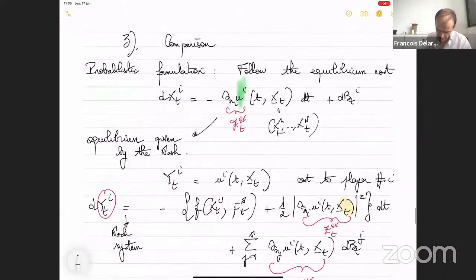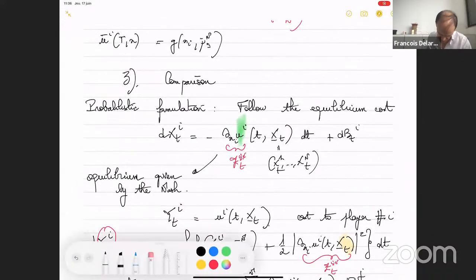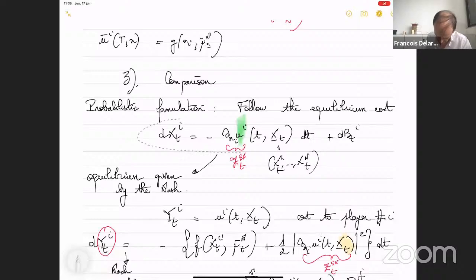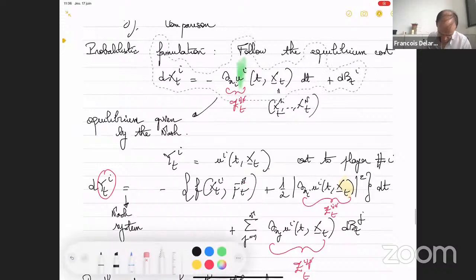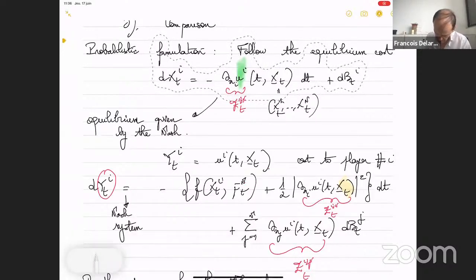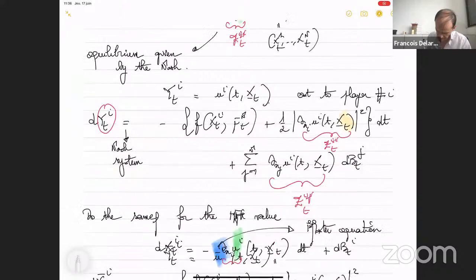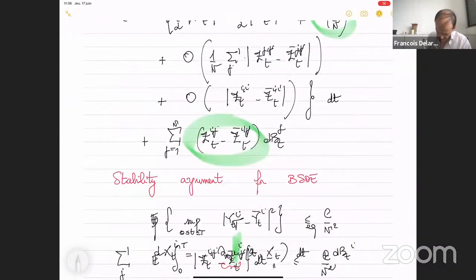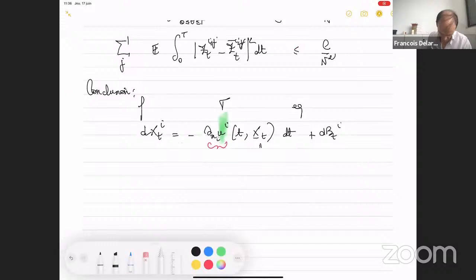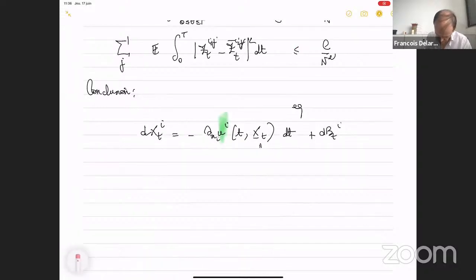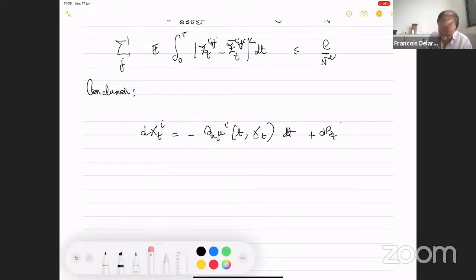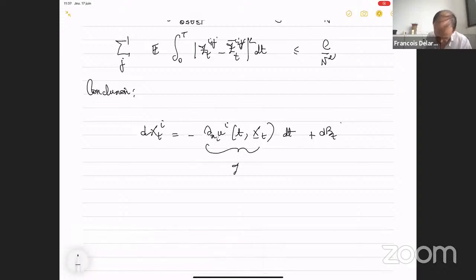So what you do is you come back to this equation. So this was the equation I had for the equilibrium. Right, so this is the equation for the equilibrium. Okay, let me remove the colors. And now let me explain to you what is the end of the proof. But now once you have this, this is absolutely standard. So this is Z^i_t with my notations.